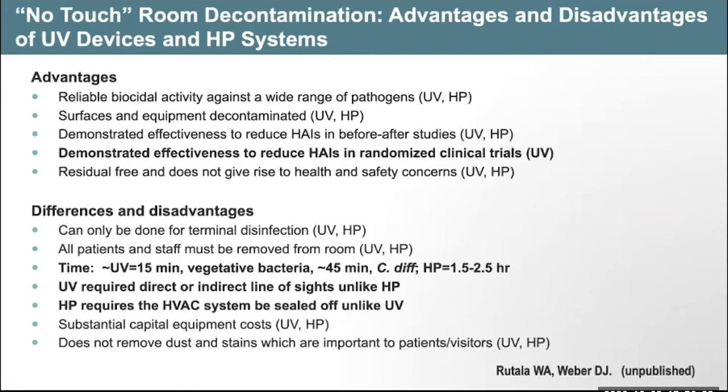What about no-touch methods? These can only be used for terminal room disinfection. The current UV devices and hydrogen peroxide systems are inimical to humans, so there can't be anyone in the room. They have reliable biocide activity. They're good at disinfecting surfaces and equipment. Both have demonstrated effectiveness in before and after studies, and UV light has demonstrated effectiveness in reducing healthcare-associated infections in randomized trials.